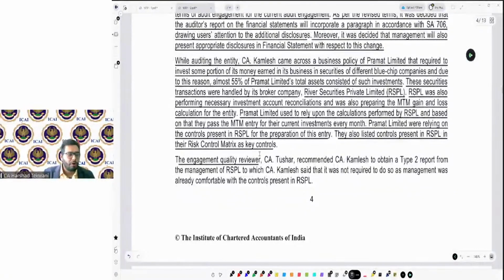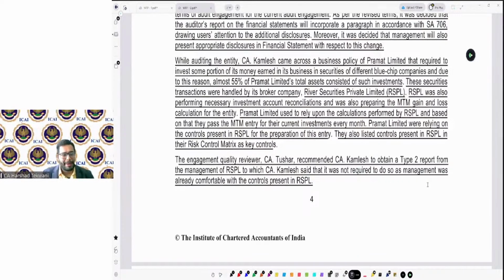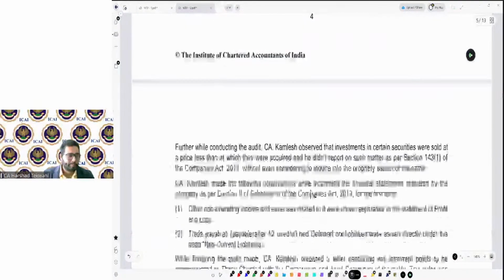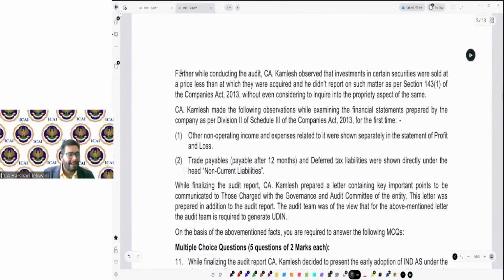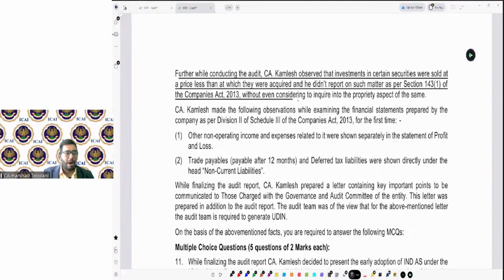The engagement quality control reviewer, CA Tushar, recommended CA Kamlesh to obtain a Type 2 report from the management of RSPL, to which CA Kamlesh said that this was not required as the management was already comfortable with the controls present in RSPL. Further, while conducting the audit, CA Kamlesh observed that the investments in certain securities were sold at a price less than that at which they were acquired, and didn't report the matter under Section 143(1) of the Companies Act 2013 without even considering inquiring into the propriety of the same.